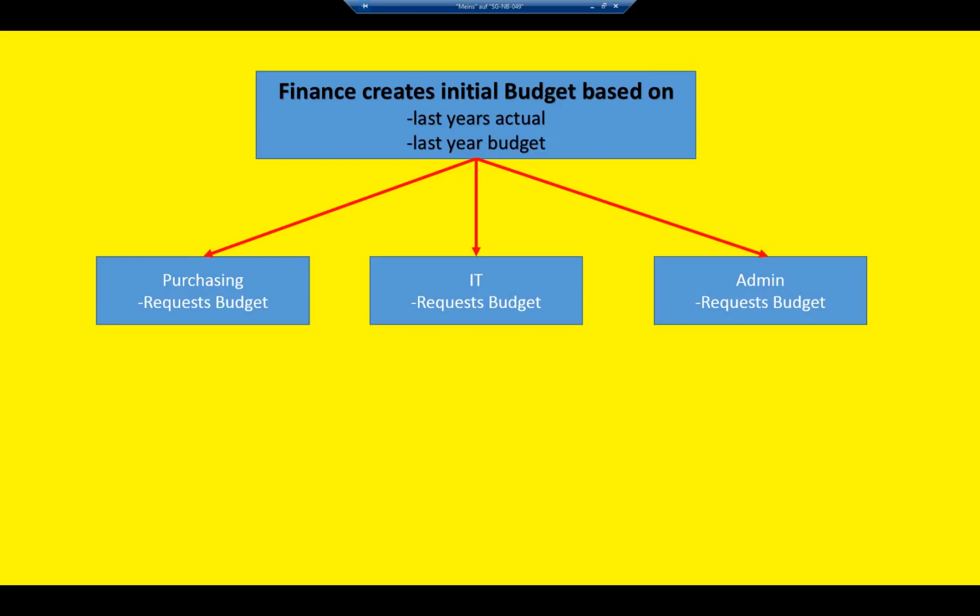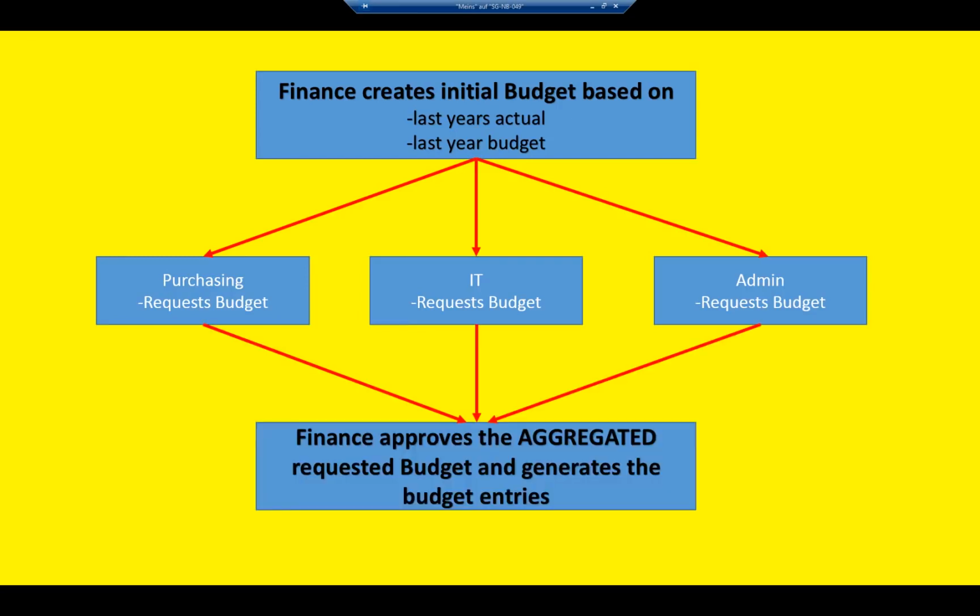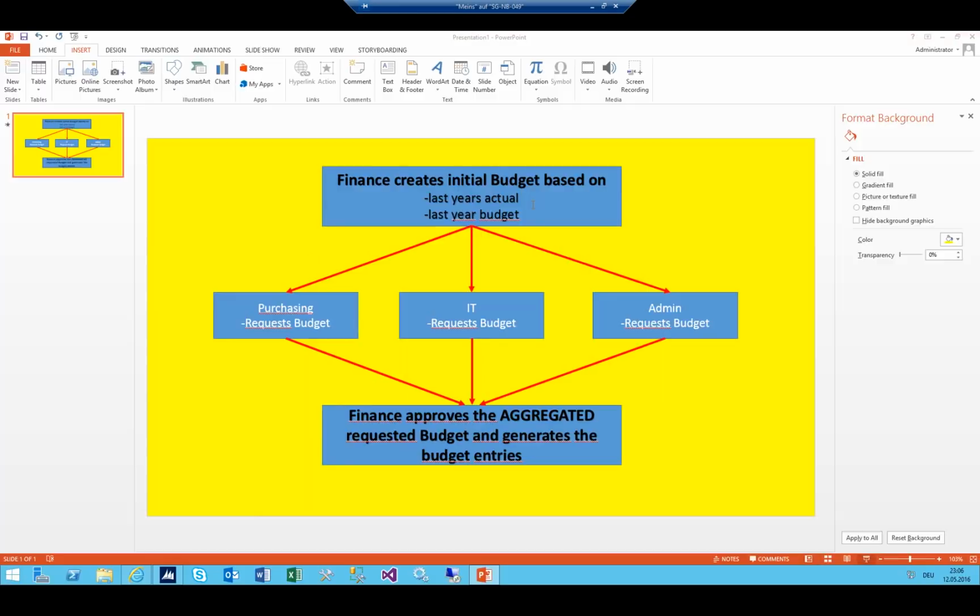Good. So all three departments just request the budget or just confirm the budget, and in the end, it will be aggregated back to finance, and finance is going to approve the aggregated budget and generate the budget entries. It looks quite simple. Believe me, it is not.